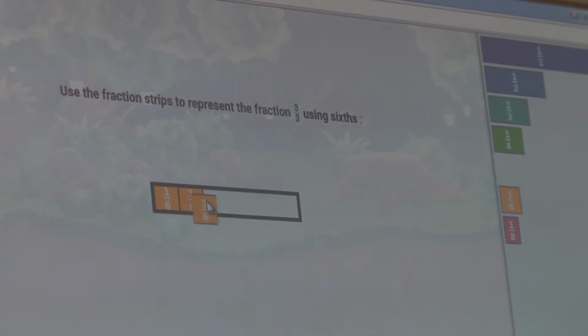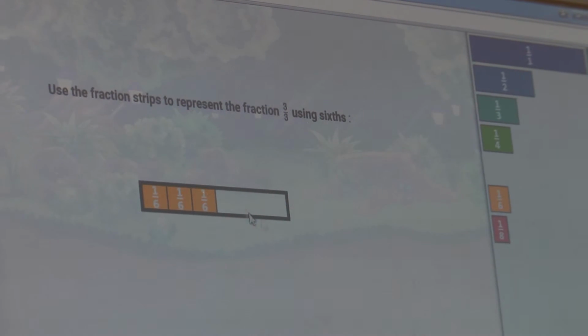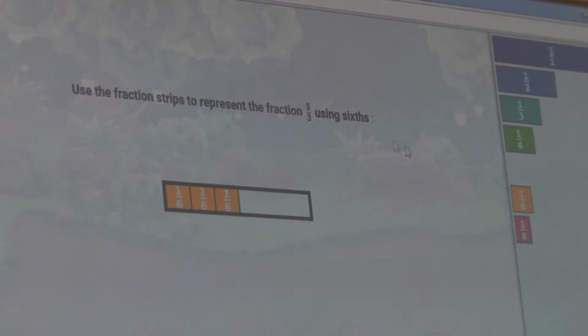We also get a usage report, so when kids are spending lots of time working on it at home, we know that they're doing that. It gives us how many hours or how many questions they've answered whenever they've been using the program.